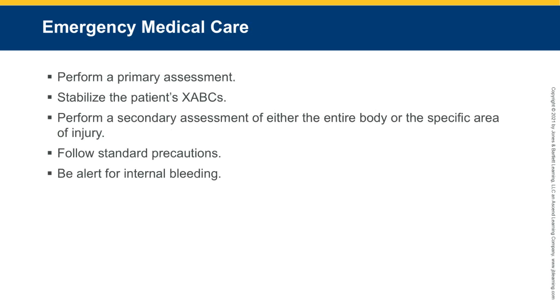Emergency care for orthopedic injuries begins with a primary assessment, ensuring that the patient's airway, breathing, and circulation are stable. Next, a secondary assessment should be performed, focusing on the area of injury or a full-body evaluation if necessary. Standard precautions should always be followed, and EMTs should remain alert for signs of internal bleeding, which can complicate recovery.